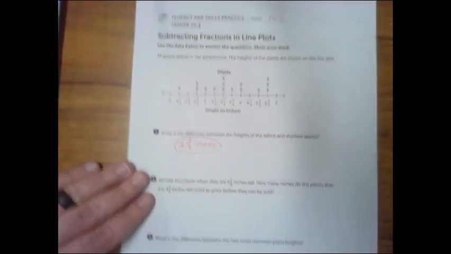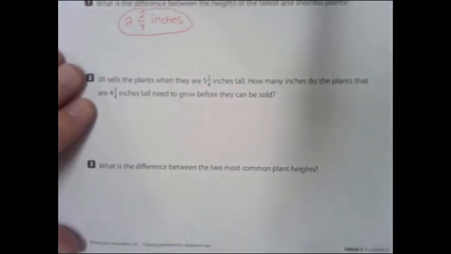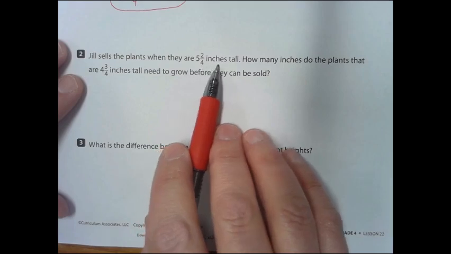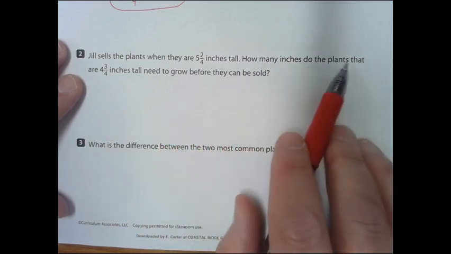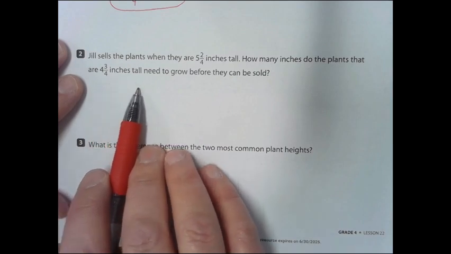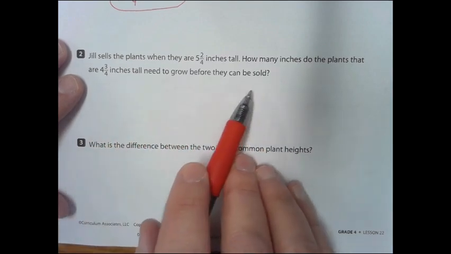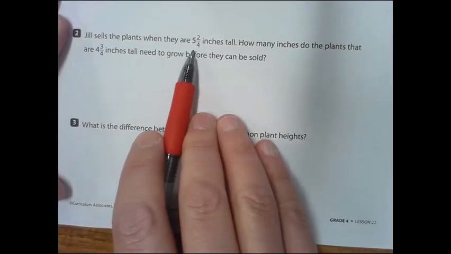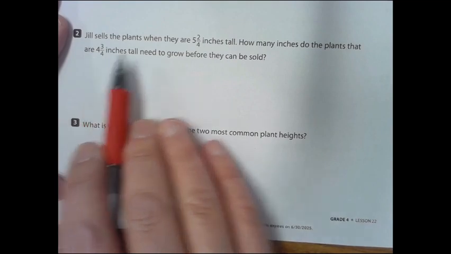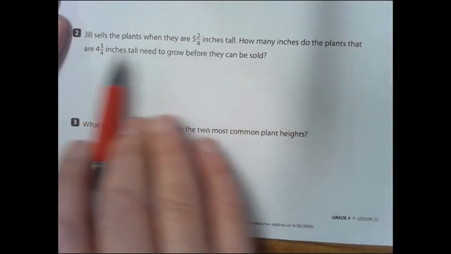All right, let's take a look at this one. Jill sells plants when they are 5 2/4 inches tall. How many inches do the plants that are 4 3/4 inches tall need to grow before they can be sold? Okay, so for this one, we don't really need to look at any of the data. We just need to say, well, she sells them at 5 2/4 inches tall. How many more inches do these plants need to go? So we're just going to subtract 5 2/4, take away 4 3/4.